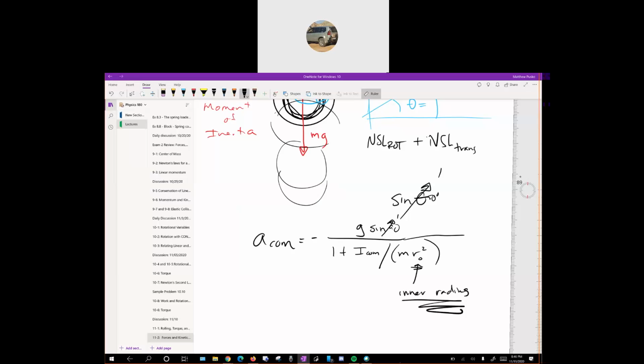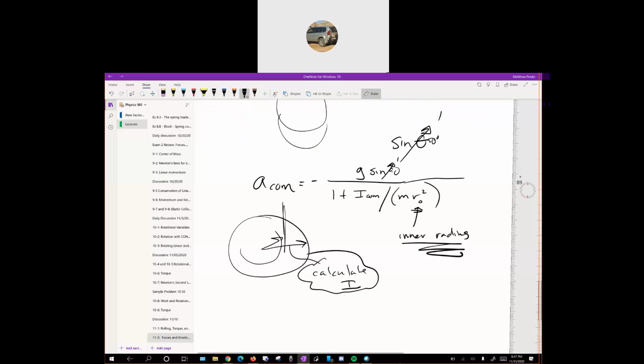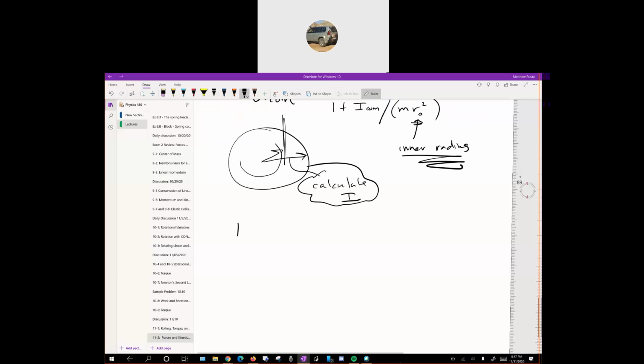So once again, they gave you these two dimensions for where the string winds up to, and they also gave you the radius of the edge. That outer radius would be to calculate the moment of inertia. Alright, we'll look at torque a little bit deeper next time.